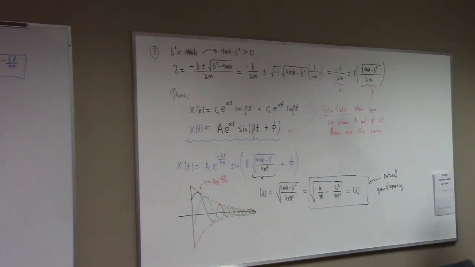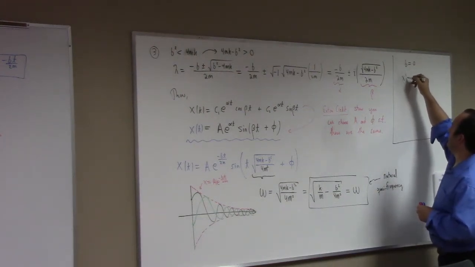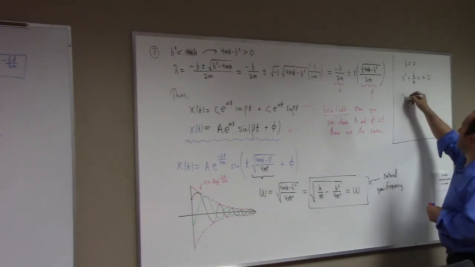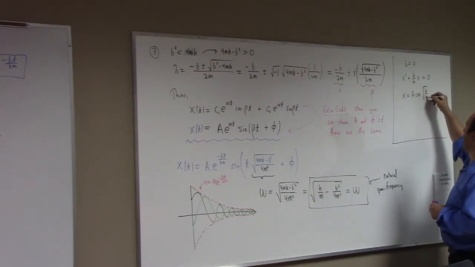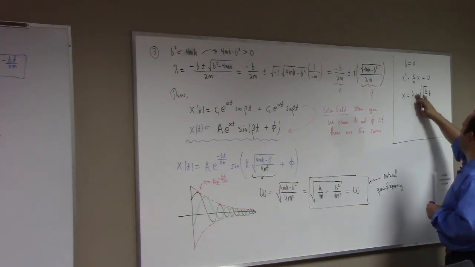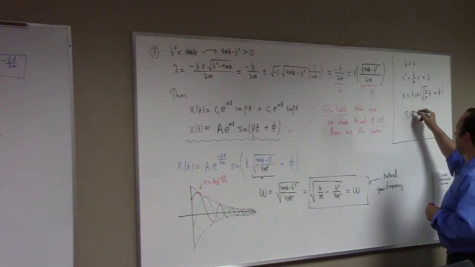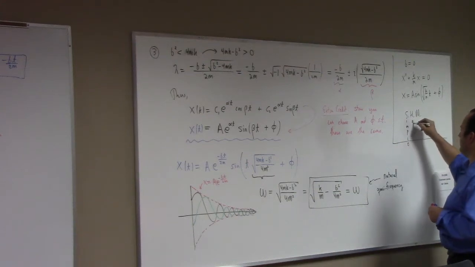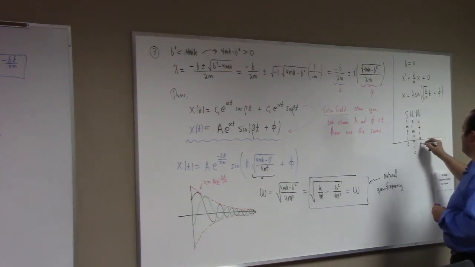What happens when b equals 0? We'd have x double prime plus k over m x equals 0. Then the solution is just sine of the square root of k over m times t, plus a phase angle. This is the so-called simple harmonic motion, yeah? In that case, the quasi-frequency is a genuine frequency, right?